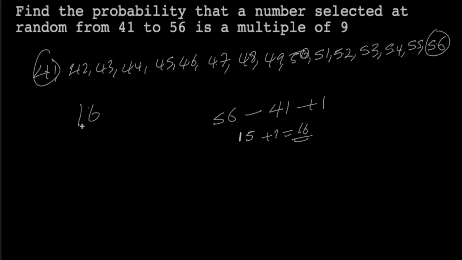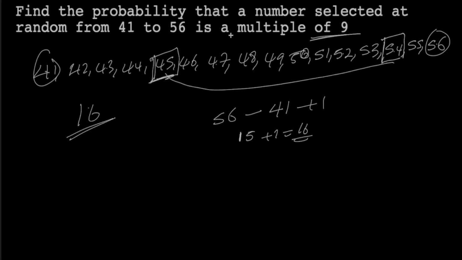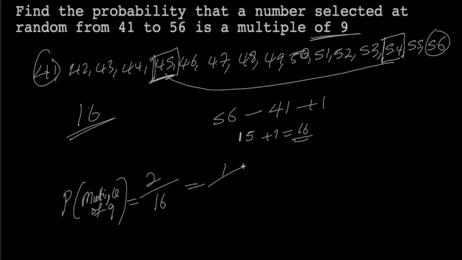Okay? That is just the outcomes. What are the multiples of 9 here? That is 45. You divide 45 by 9, you have 5. Another number is 54. 54 divided by 9 will give you 6. 2 numbers are multiples of 9 between 41 and 56. How many of them? 2. That is 2 over 16. That is the probability of a multiple of 9. We have 1 over 8.